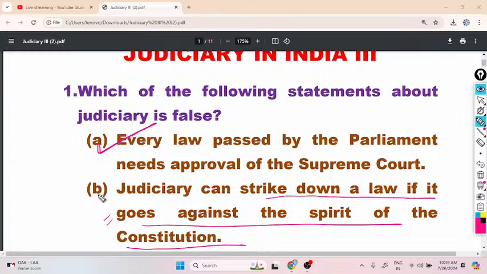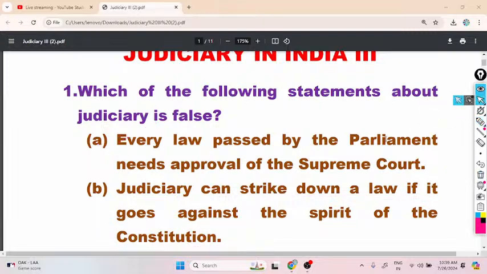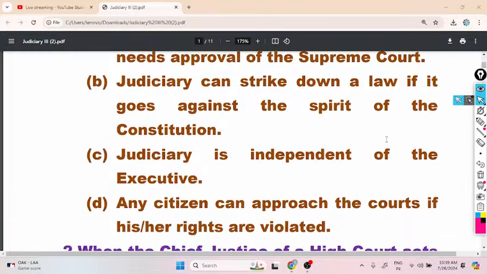It is called judicial review. It is a unique power of the Supreme Court. Why is it laid down? It is laid down to establish constitutional supremacy. The Constitution is supreme. No other organ is supreme or as supreme as the Constitution. Next, statement C, judiciary is independent of the executive, obviously, because it is based upon the separation of power. Separation of power is the cardinal principle of democracy. So that is correct. Then D, any citizen can approach the court if his or her rights are violated.